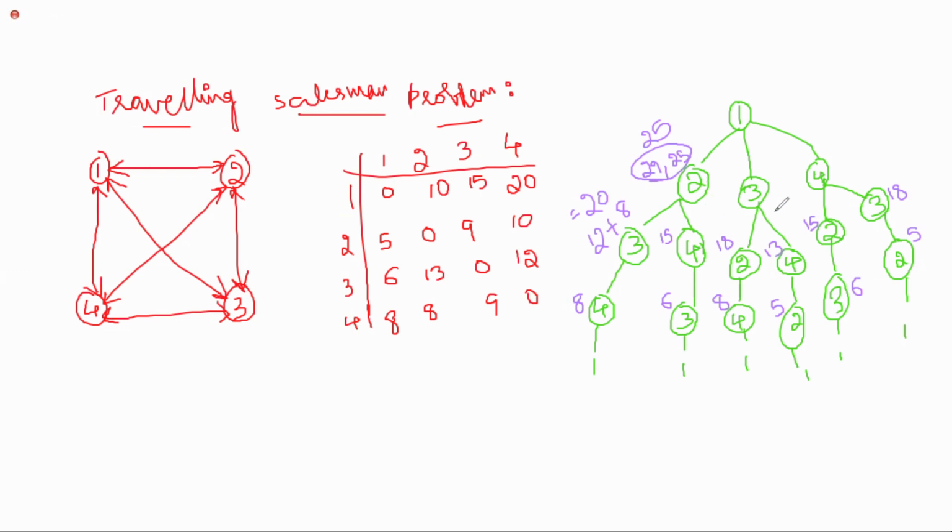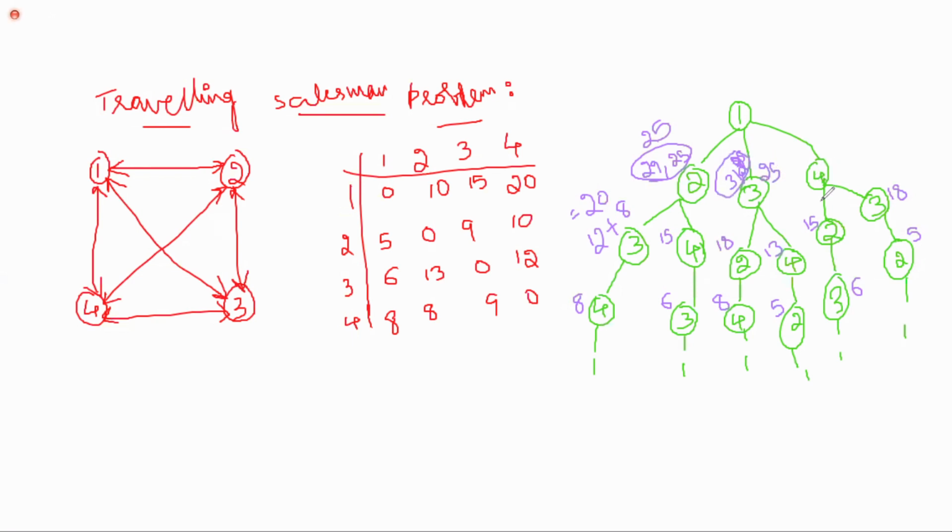Now here, 3 to 2, what is the cost? 13. 13 plus 18 is 31. Next here, 3 to 4, what is the cost? 12. 12 plus 13 is 25. Which one is minimum? 25 is the minimum one. So we will consider 25.